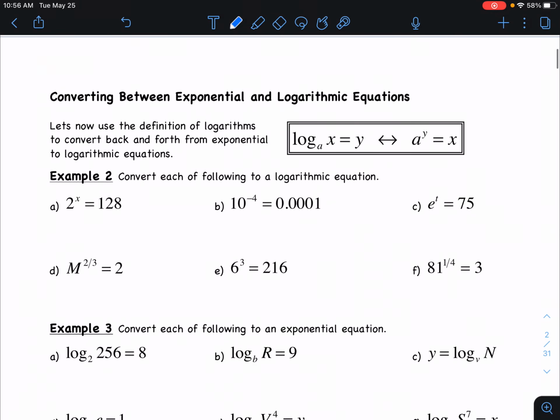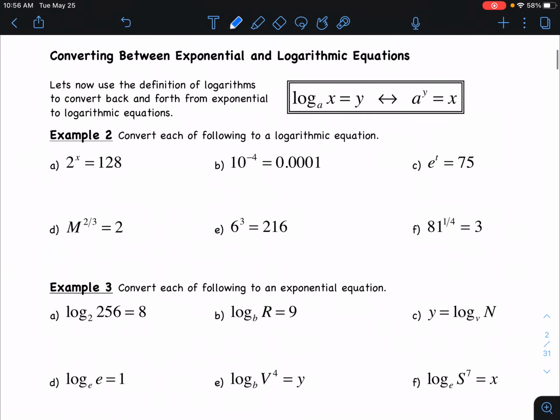Okay, on the next page, we're going to learn how to convert between exponential and log equations. So let's now use the definition of logs to convert back and forth from exponential to logarithmic equations. And you can see this property here on the box is what we've been discussing already.